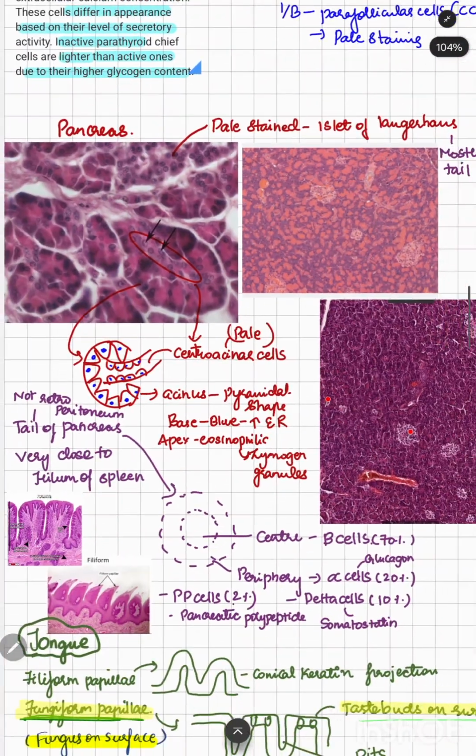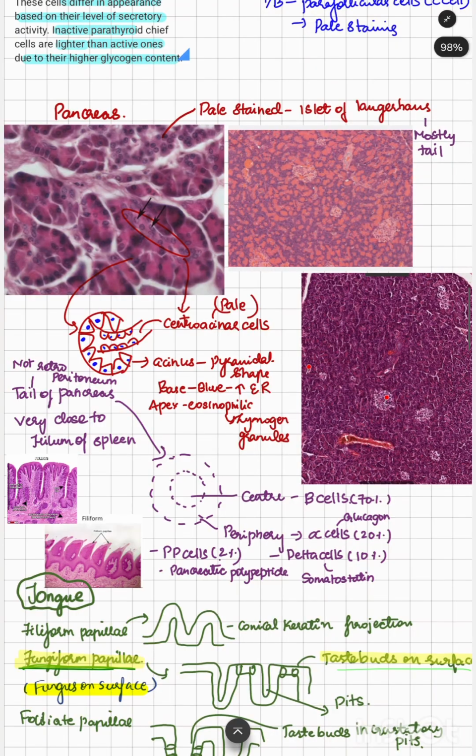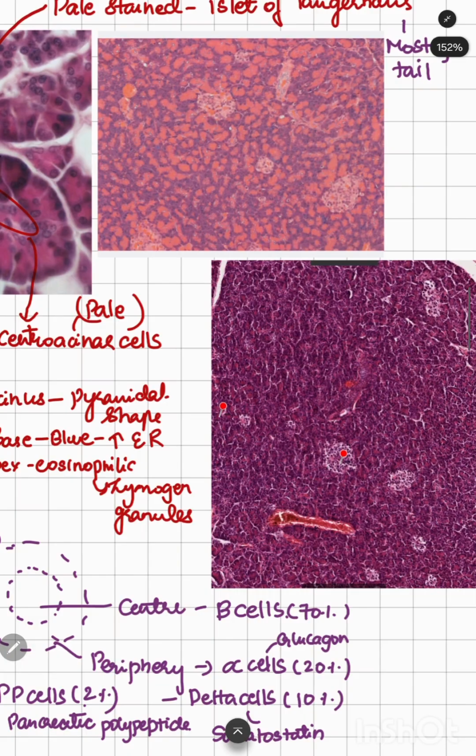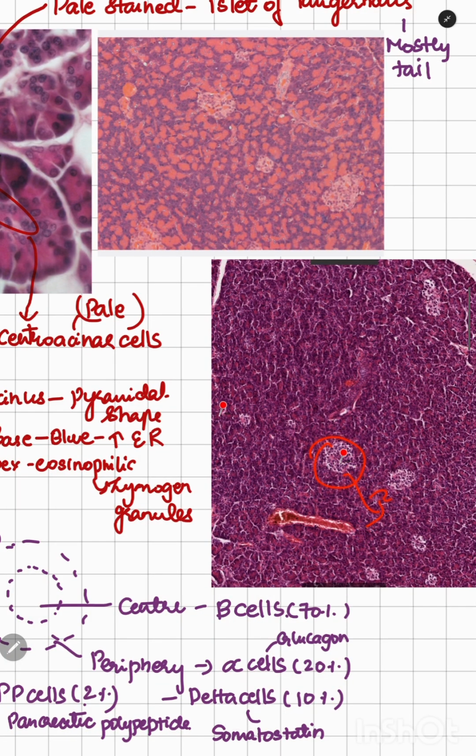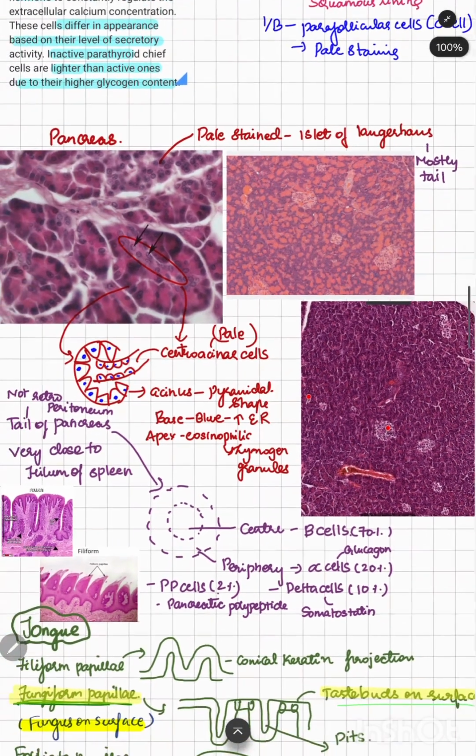Then comes pancreas. This is actually a previous INI-CET question. So if you find islands of pale cells in the vastness of dark cells, then it is pancreas. So I'll just zoom it in. These are basically islets of Langerhans. These are islets of Langerhans, right? So that is how you can identify pancreas.